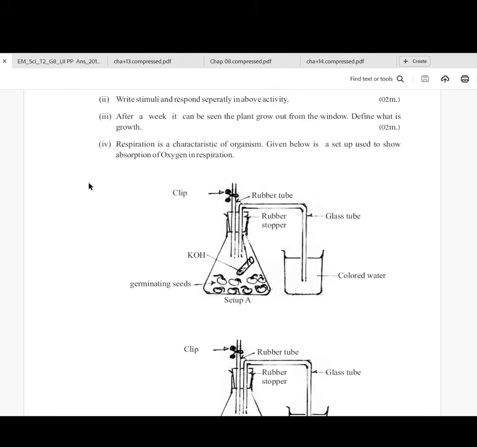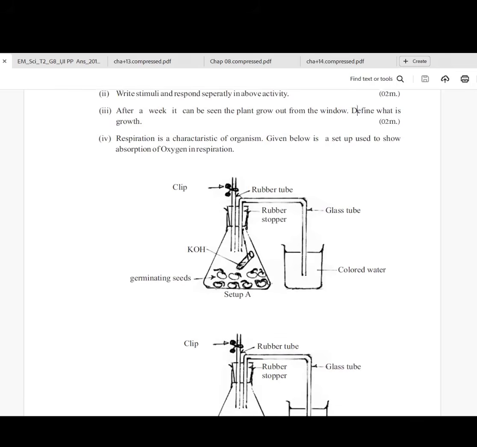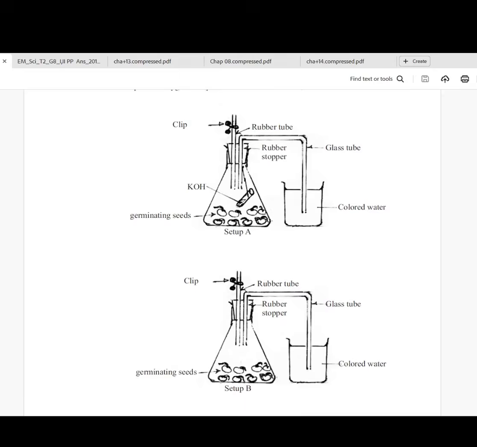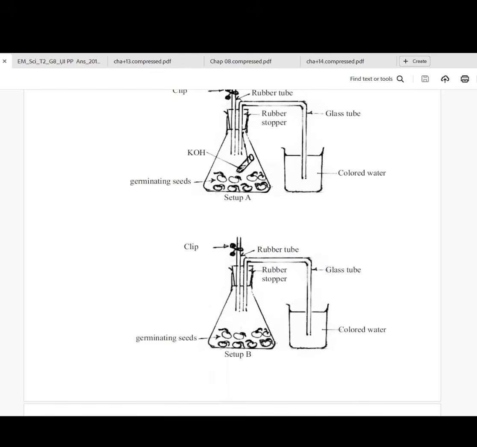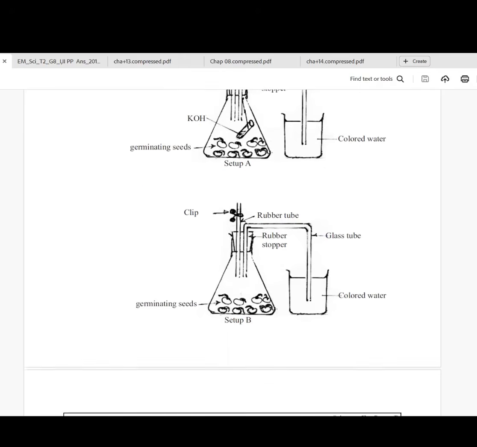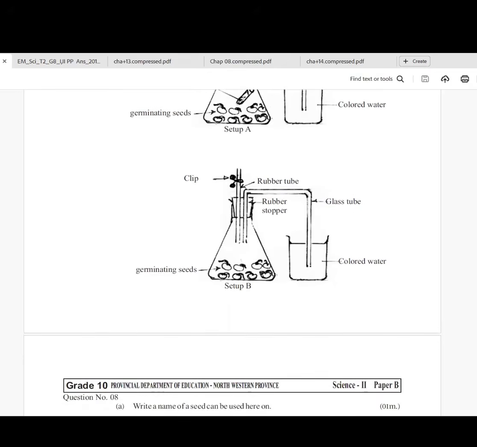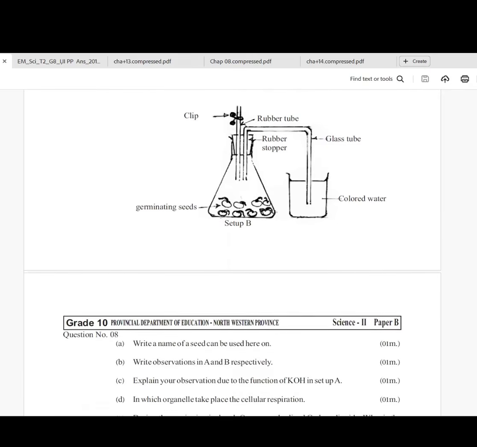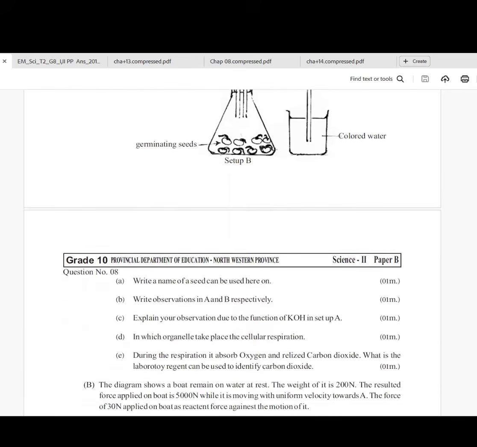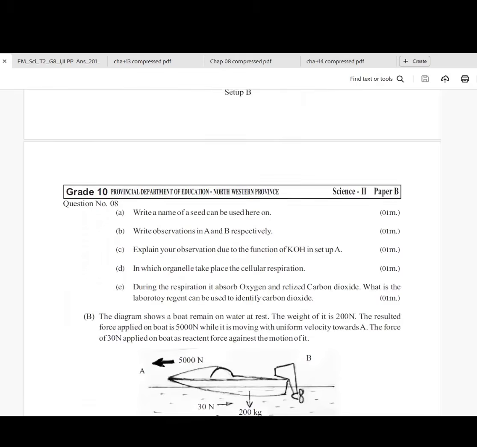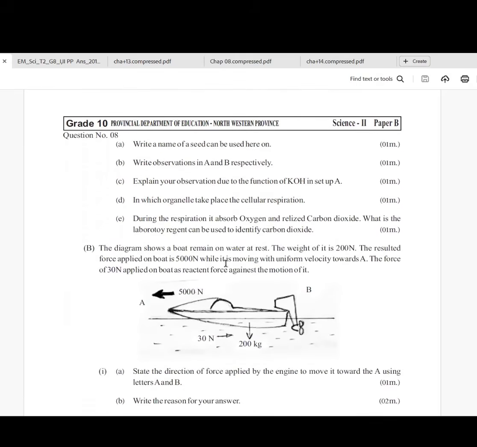Respiration is a characteristic of organisms. Given below is a setup used to show absorption of oxygen in respiration. In the first setup, you can see KOH solution inside the flask, but in B, there's no KOH solution. KOH can absorb the carbon dioxide in it. Write a name of a seed that can be used here. Green gram seeds.